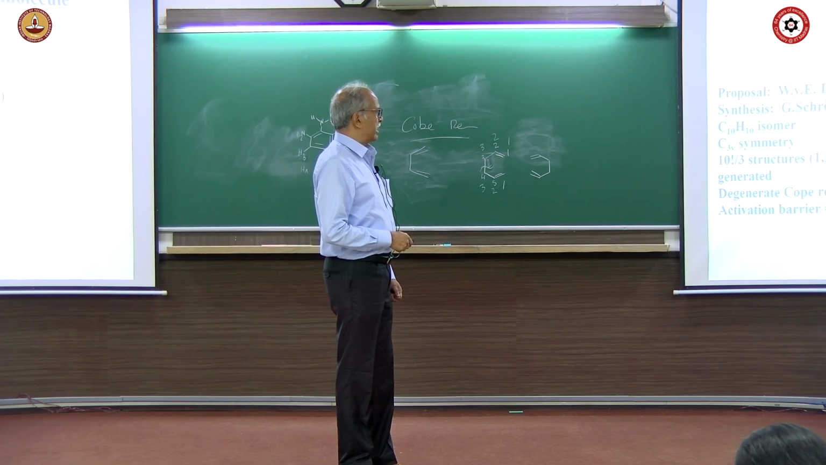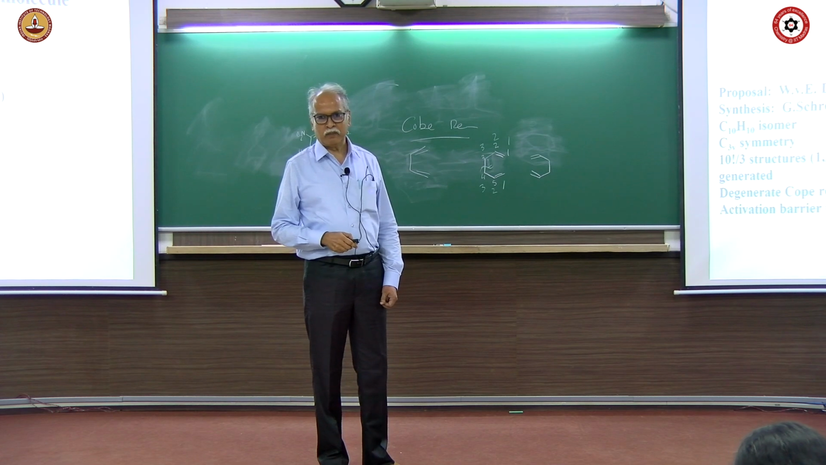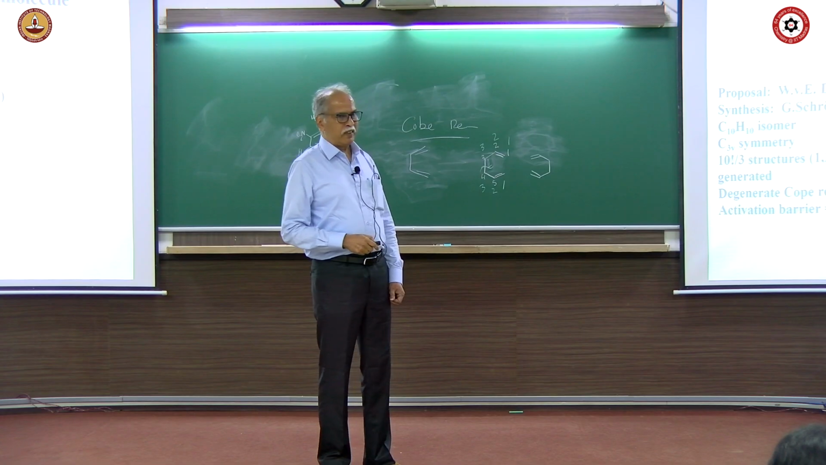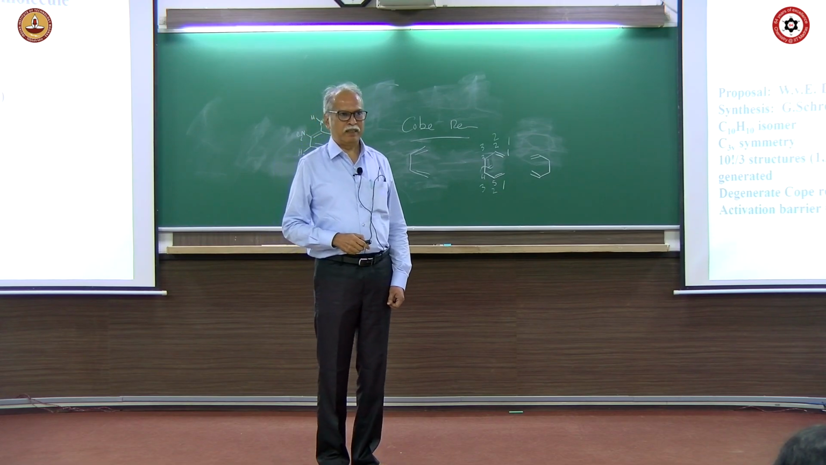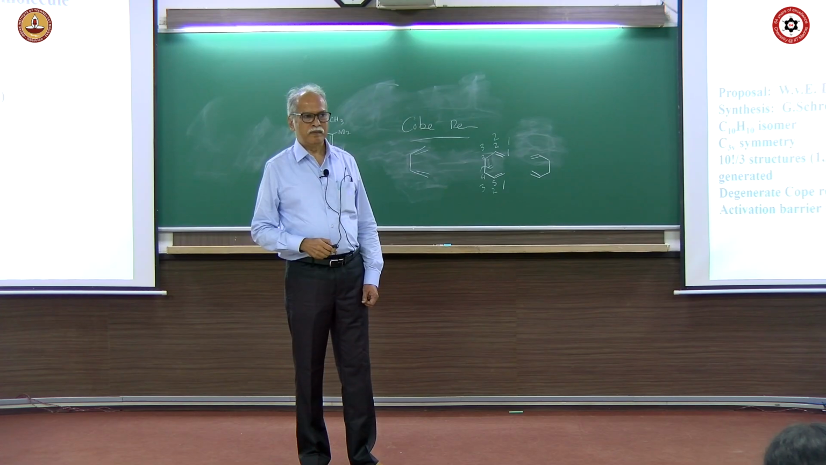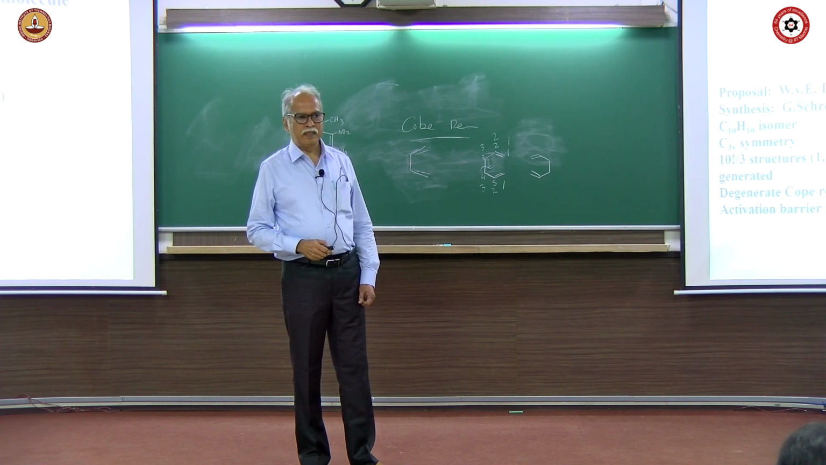Originally, it was proposed in 1962, even before the molecule was known. Somebody proposed that it is going to be a fluxional molecule, going to undergo molecular rearrangement. Synthesis was done one year later, 1963. It is a C3V symmetric molecule. Can you identify the C3V symmetry? C3 symmetry?